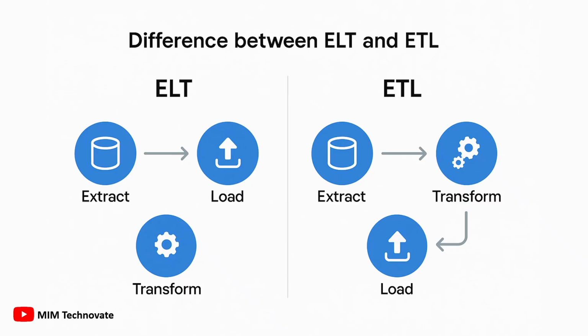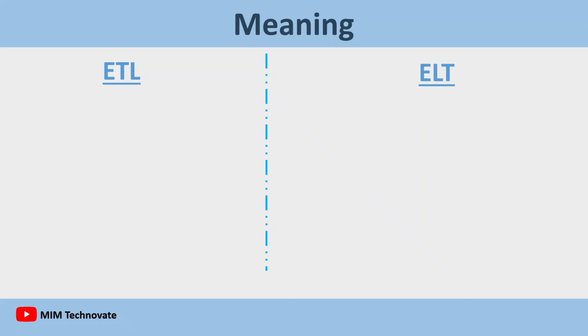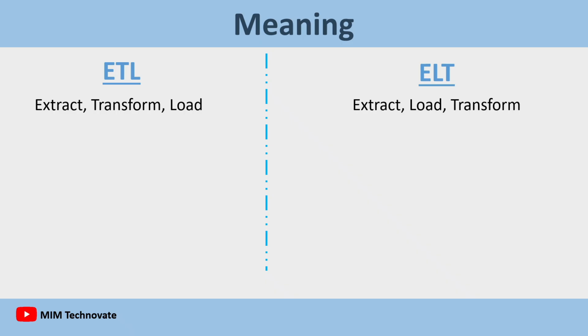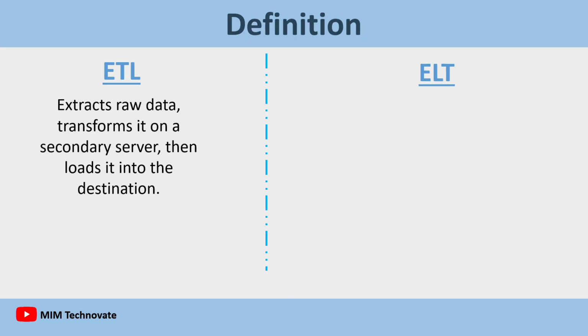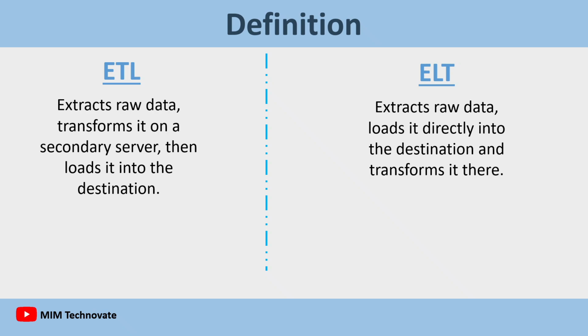Difference between ELT and ETL. Meaning: ETL stands for Extract Transform Load. ELT stands for Extract Load Transform. Definition: ETL extracts raw data, transforms it on a secondary server, then loads it into the destination. On the other hand, ELT extracts raw data, loads it directly into the destination, and transforms it there.